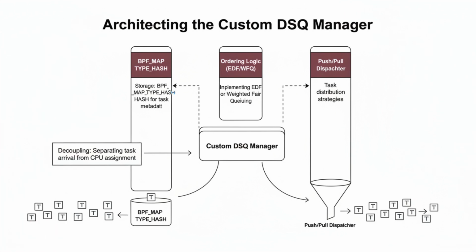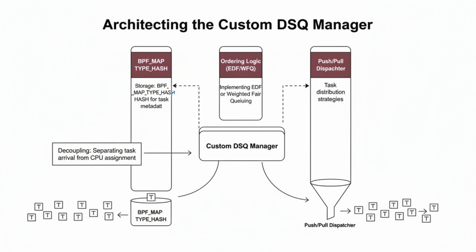The structure of a custom DSQ manager relies on three primary components: the task state map, the custom queue logic, and the dispatcher. Instead of immediately pushing a task to a kernel DSQ during the enqueue phase, we store the task metadata in a BPF_MAP_TYPE_HASH or a specialized BPF ring buffer. This gives us total control over the ordering. We can implement weighted fair queuing, earliest deadline first, or even a custom AI-driven priority model. The dispatch callback then queries this custom structure.